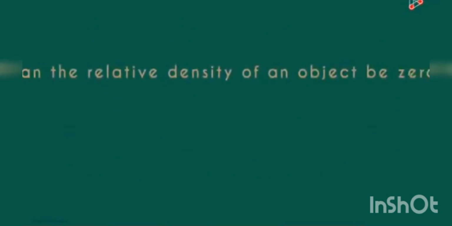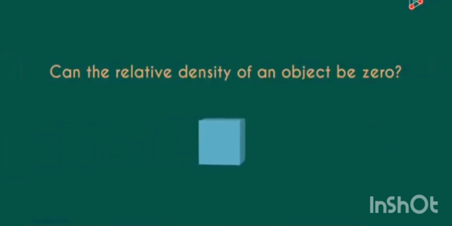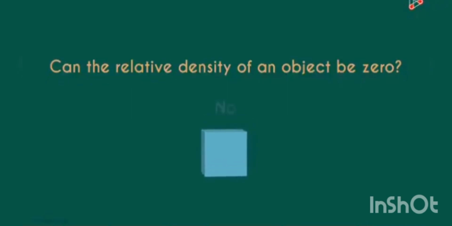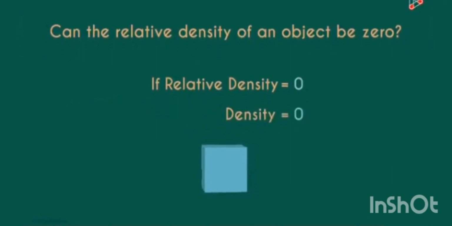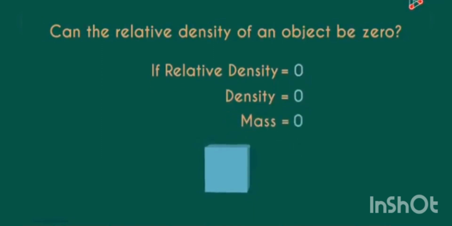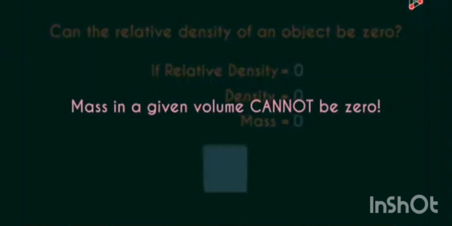Okay, here's one last question for you. Can the relative density of an object be 0? The answer is no, it can't be 0. Because if the relative density is 0, it will mean that the density of the substance is 0, which in turn will mean that the mass of the substance is 0. For any given substance, its mass in a given volume cannot be 0.